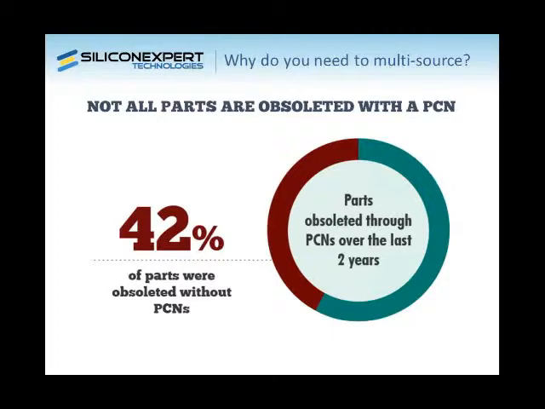Now, one of the main reasons companies need second sources is usually life cycle issues. They're looking to prevent issues when a part goes obsolete. Many of our customers have found that they were initially relying on a very dependable source to provide PCNs, but they were still missing PCNs. Why was that happening? Well, PCNs, as it turns out, are only associated with obsoleted parts 58% of the time. 42% of the time, parts are obsoleted without a PCN.